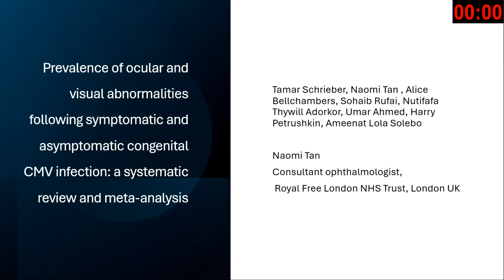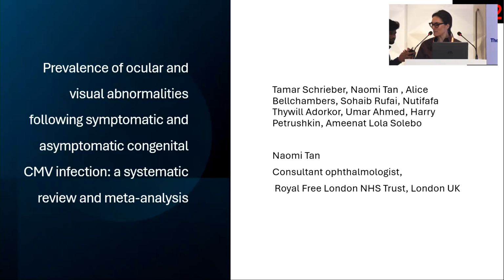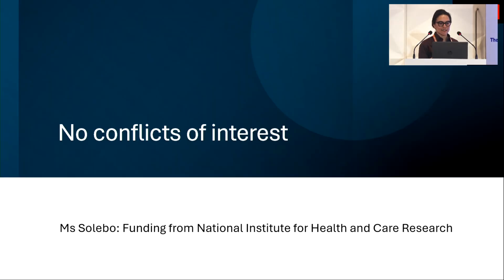Maybe not. Okay, good morning. So this talk is about the prevalence of ocular and visual abnormalities following symptomatic and asymptomatic CMV infection. And it has been a systematic review and meta-analysis. Thank you. So these are my co-authors you see at the top here. And this study was run by Lola Salibo at Great Ormond Street Hospital in London.